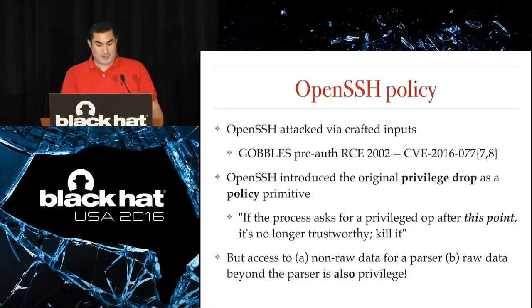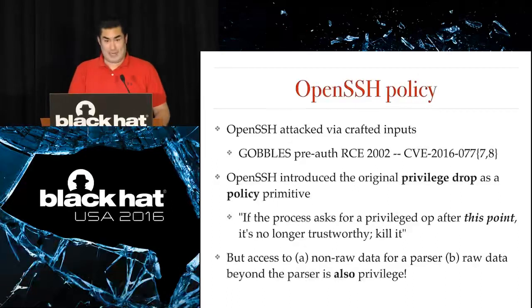SSH introduced the original privilege drop as a policy primitive, meaning that at a certain point, if the process requests a privileged operation, disallow it and kill it. But access to data outside of what your code should be accessing is also a privilege that needs to be addressed.